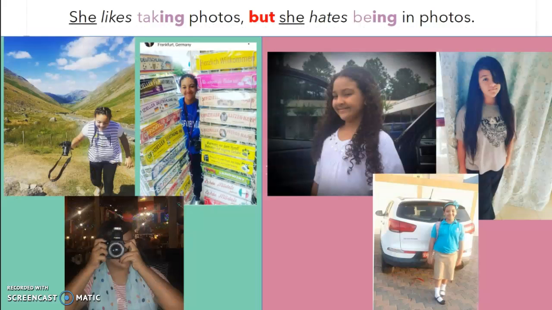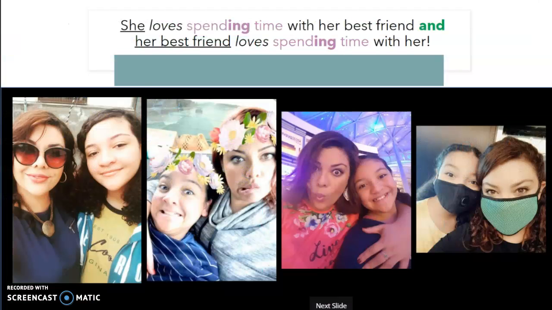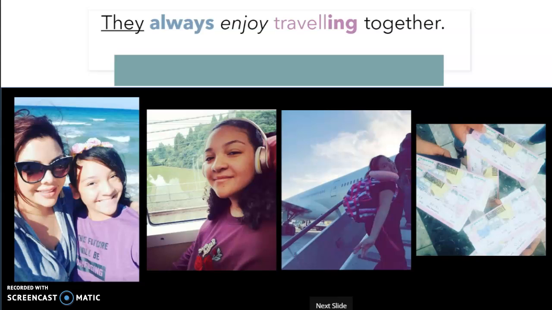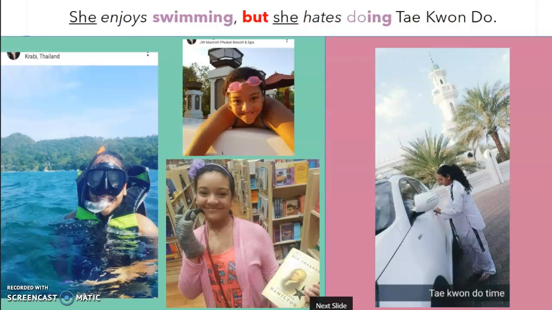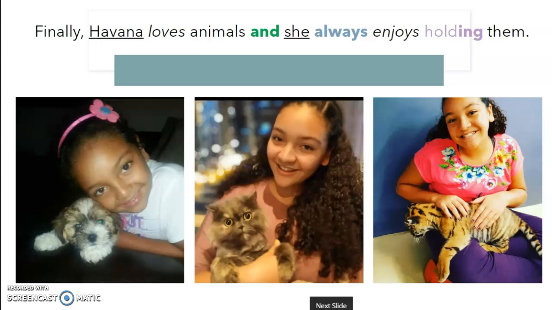She likes taking photos, but she hates being in photos. She loves spending time with her best friend, and her best friend loves spending time with her. They always enjoy traveling together. She enjoys swimming, but she hates doing taekwondo. Finally, Havana loves animals, and she always enjoys holding them.